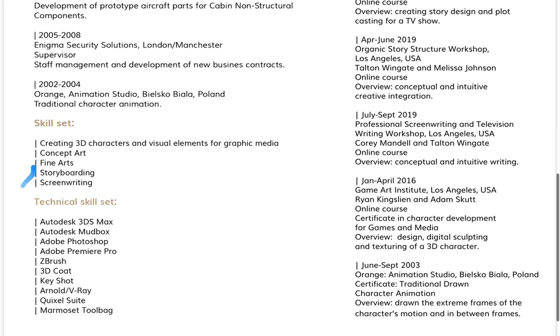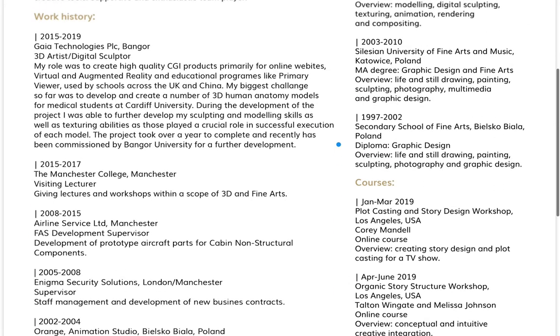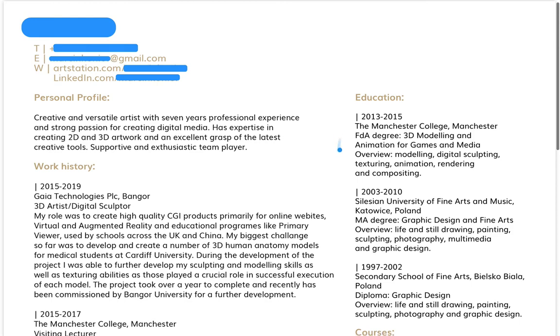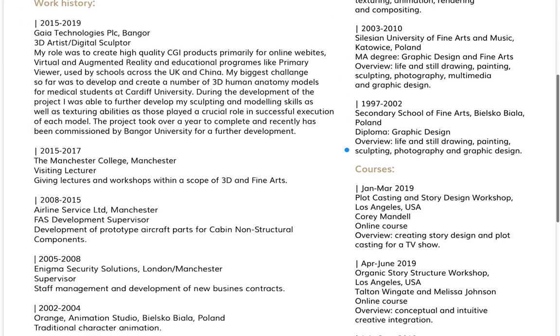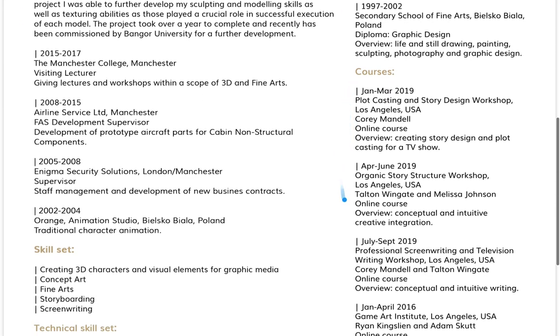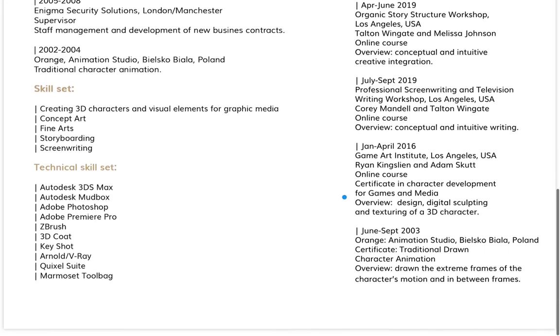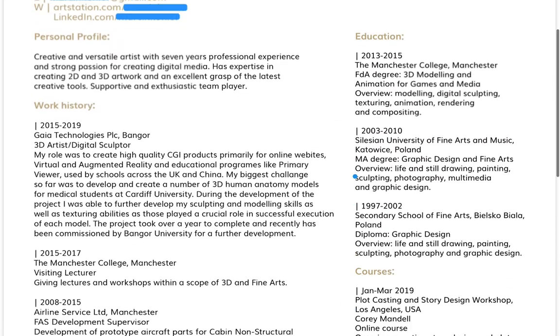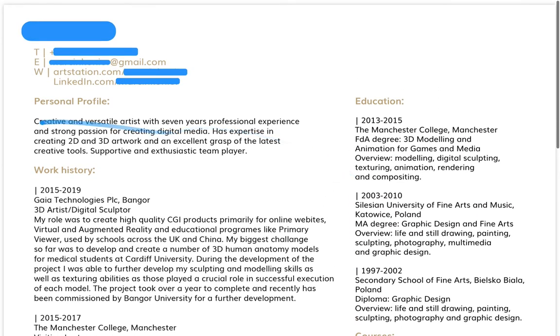And then we list out kind of a skill set. We mention the technical skill set, basically the software experience. And then in the second column, we've got a list of education, and then a list of courses, which is more education on that side. So let's see what is good about this and what needs improvement.